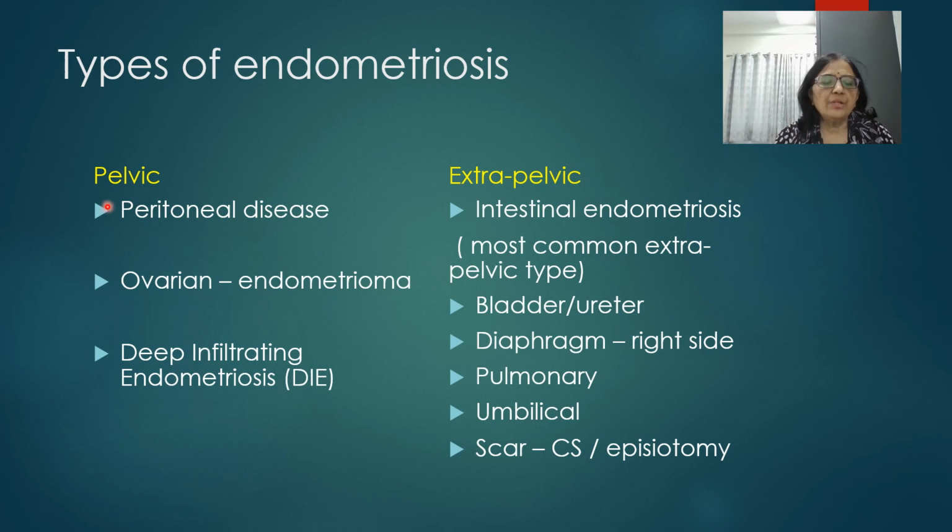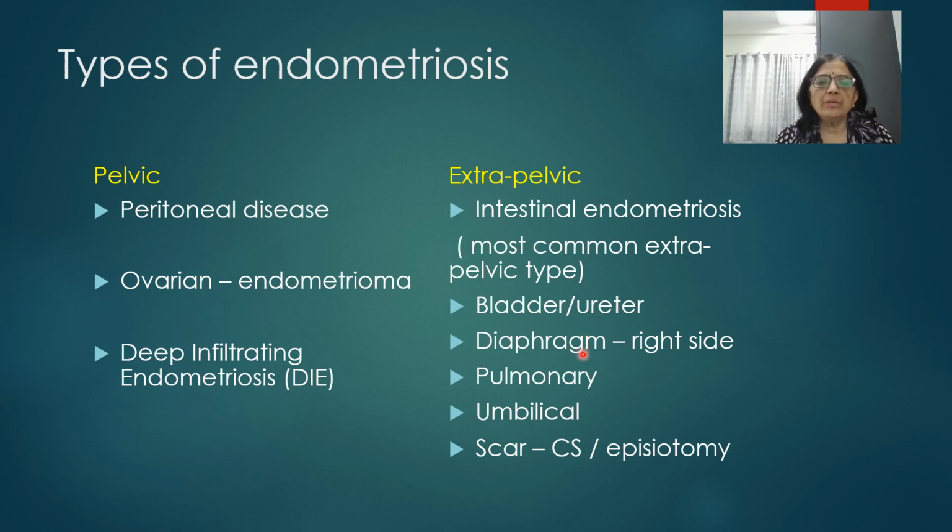And what we should understand, even to diagnose endometriosis, are these three variants of pelvic endometriosis, that is peritoneal disease, ovarian, which is called endometrioma, and deep infiltrating endometriosis. In the extrapelvic type, intestinal endometriosis is the most common. It can involve the bladder or ureter.